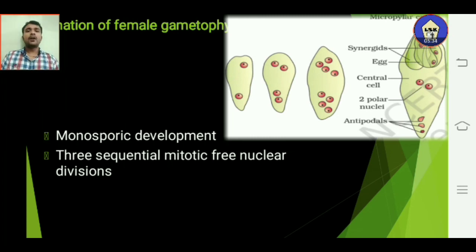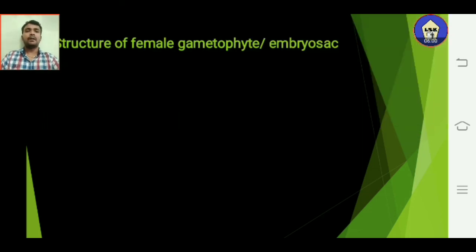So the 3 haploid cells present towards the micropylar end are together known as the egg apparatus. Among these, one is very large in size, that is particularly the egg cell, and the remaining 2 are small size cells, and they are called synergids. And the synergids are characterized by the presence of a special structure called the filiform apparatus. So this is regarding the development of a female gametophyte, that is an embryo sac.